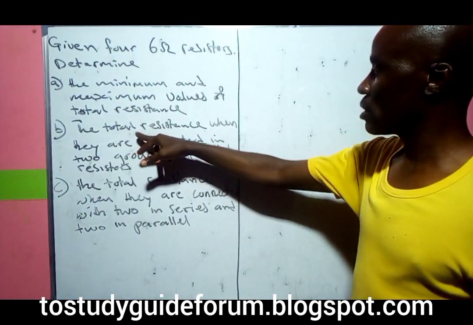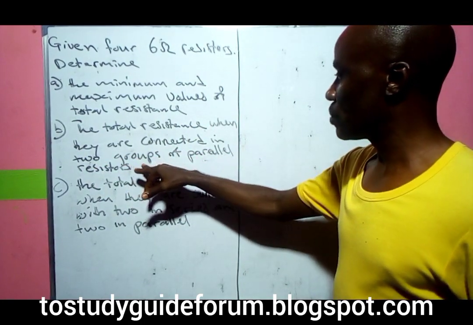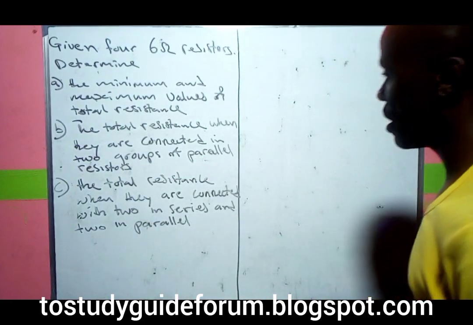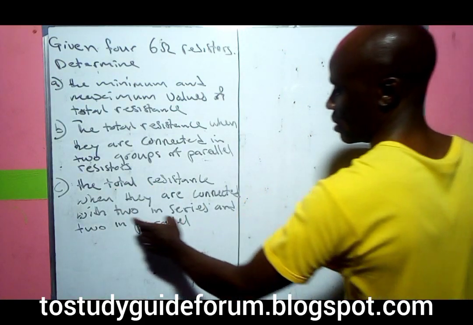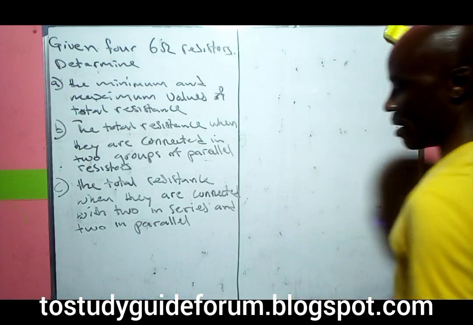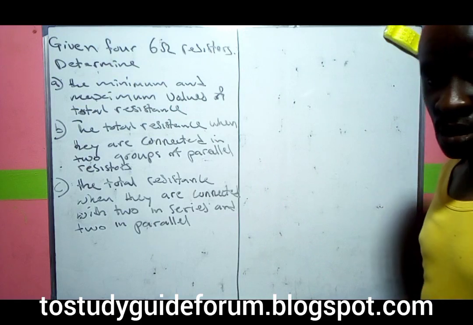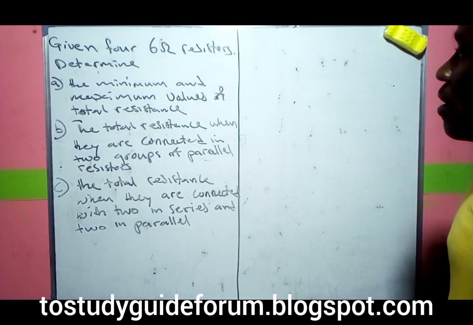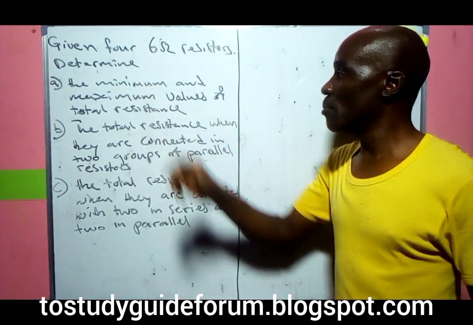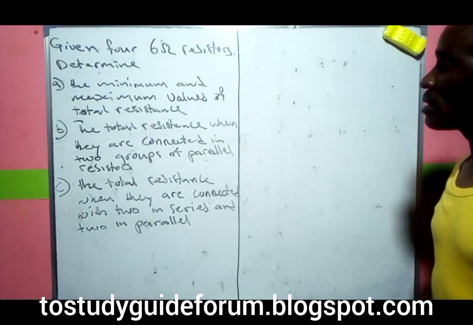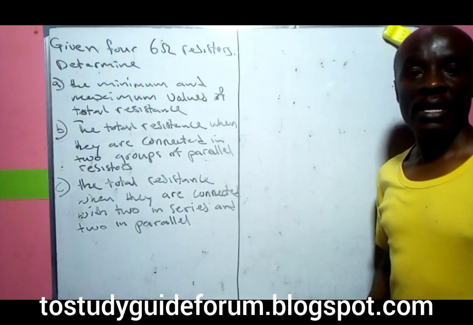Then we find the total resistance when connected in two groups of parallel resistors, and the total resistance when they are connected two in series, two in parallel. Remember, the question can be seen in the description section of this video. For the first one, like we stated earlier, the minimum value of the total resistance is achieved when it's connected in parallel.